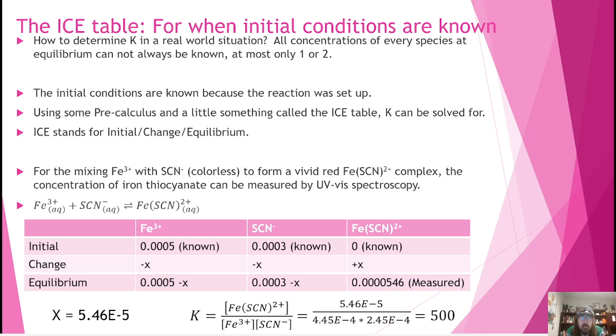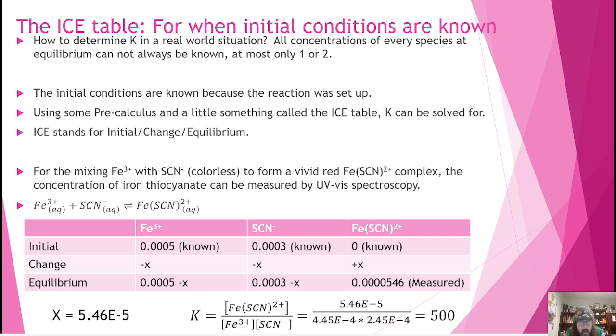The situation I have given you in this first slide is that iron is more or less colorless, a little yellowish. Thiocyanate is colorless, but when I mix them together, we form an iron thiocyanate complex that is vivid red. You'll be able to tell it's formed. It absorbs wavelengths of light very strongly. You can measure this. We'll probably measure this in lab by UV-vis spectroscopy, and the reaction is simply as follows: iron plus thiocyanate goes to iron thiocyanate.